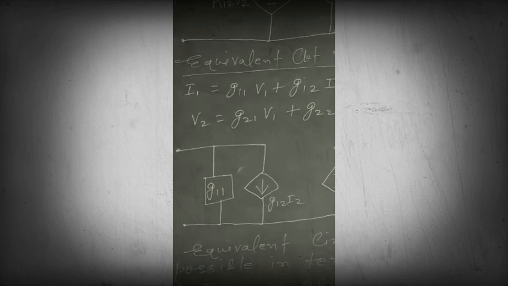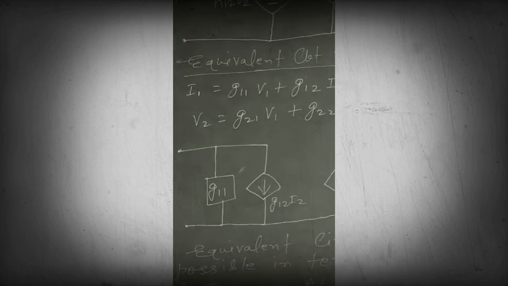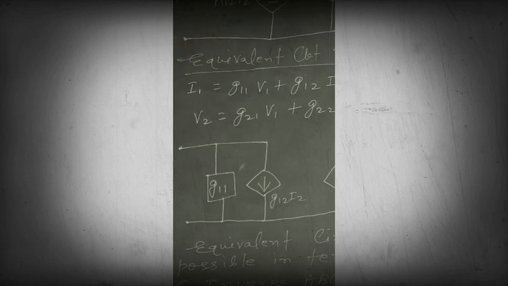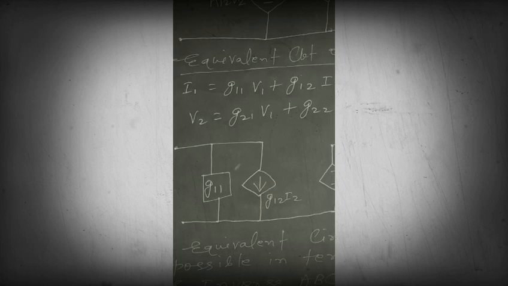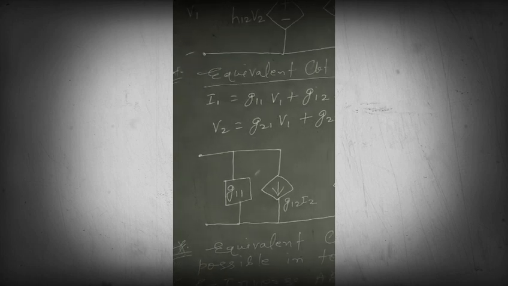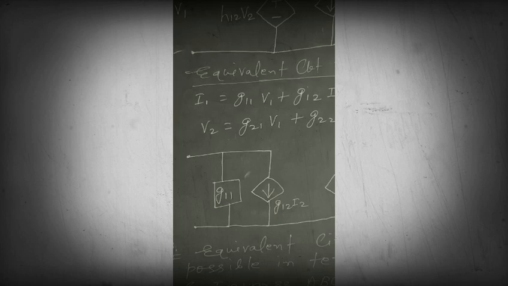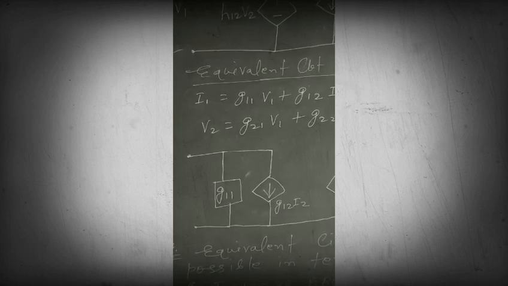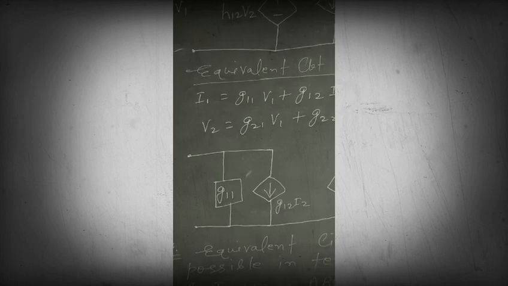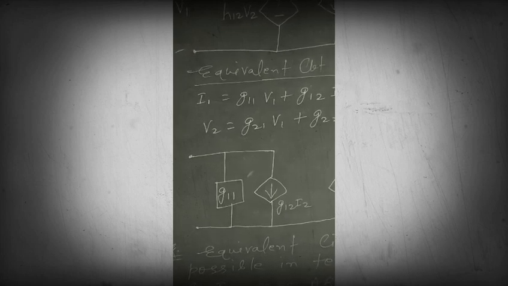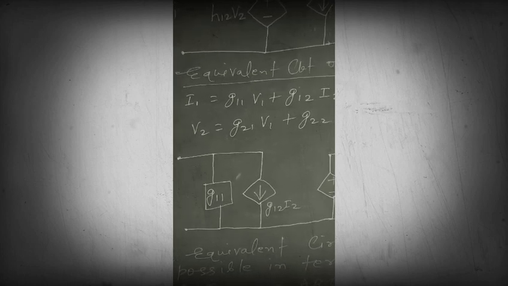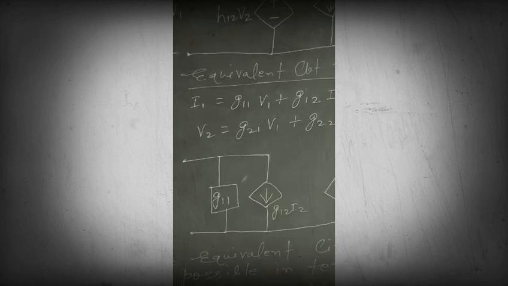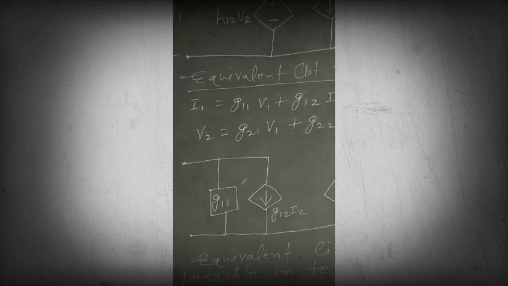The next term is G12 into I2. I2 is the current of the secondary terminal. Hence, to write G12 into I2, we represent it by a current dependent current source. The current dependent current source is G12 into I2, and the direction will be downward. So when we write Kirchhoff's current law, I1 will be G11 into V1 plus G12 into I2. This is all for the primary part.